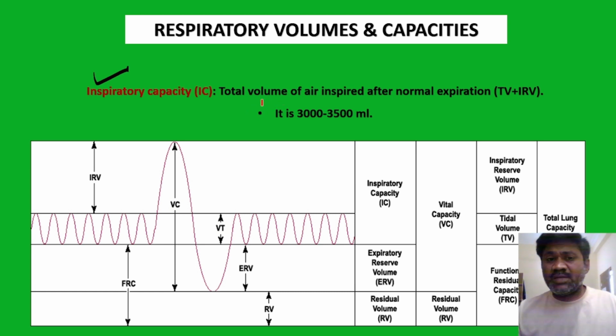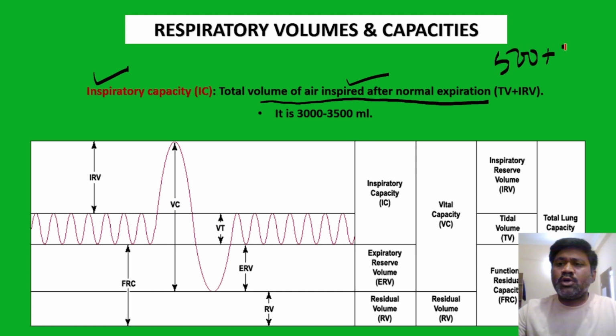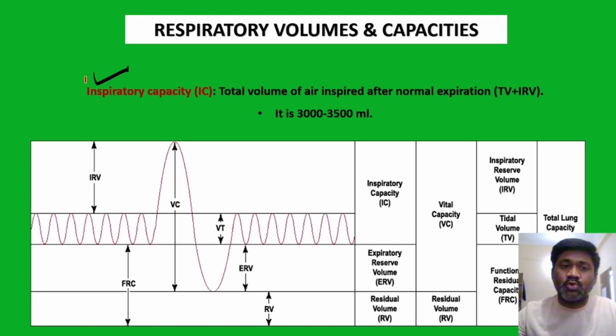Okay, what is capacity? Total volume of air inspired after normal expiration. Generally, after a normal exhalation, how much air can we inhale? Normally we can inhale 500 and forcefully we can inhale 2500 to 3000. So TV is 500, IRV is 2500 to 3000. So tidal volume plus inspiratory reserve volume together is called inspiratory capacity.